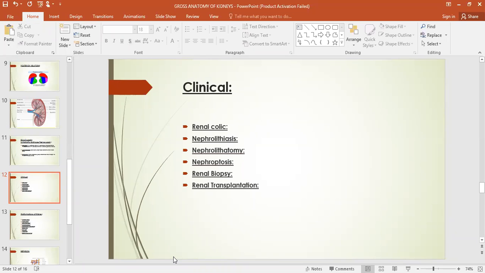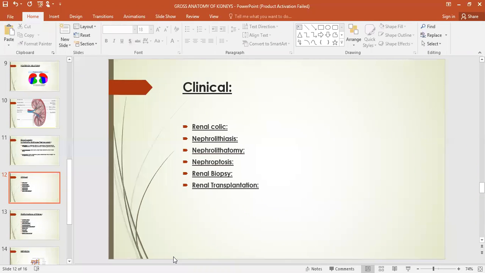The stone in the kidney is called nephrolithiasis. The removal of the stone is called nephrolithotomy. Removal of the whole kidney is called nephrectomy. And nephroptosis: when due to malnutrition or weight loss the perinephric fat is lost, then this condition is called nephroptosis or floating kidney. Renal biopsy: how we take percutaneous renal biopsy.